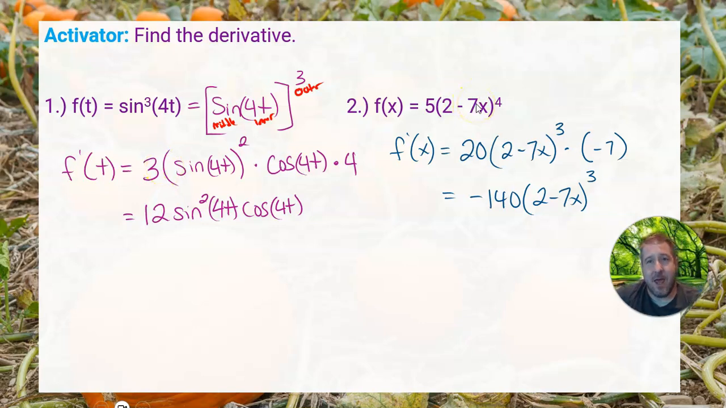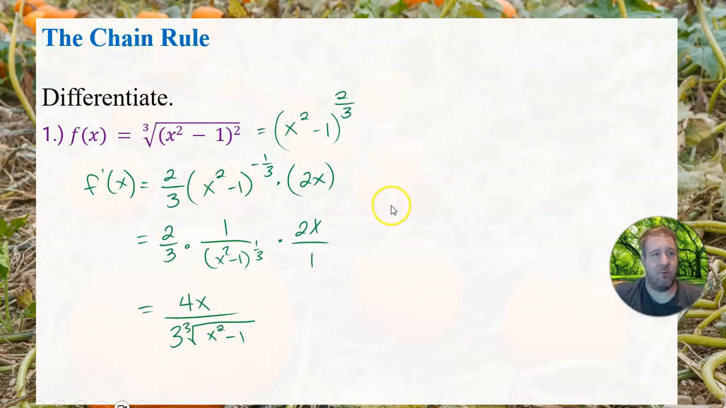All right, this one over here looks like we have just a double chain. We have an inner here, and we have an outer here. So 4 times 5 is 20. Keep this all the same, drop it down to 3, then multiply by the derivative of the inner function. Pretty straightforward chain rule question.